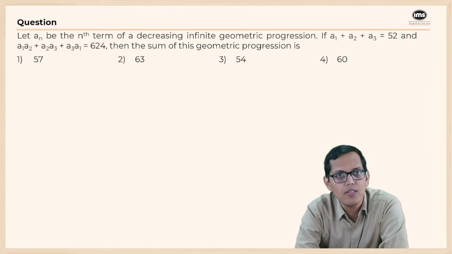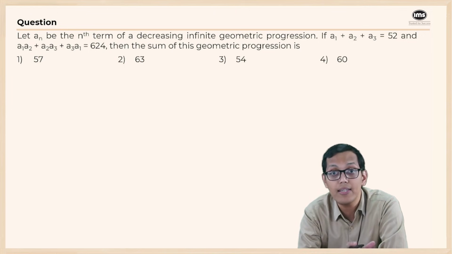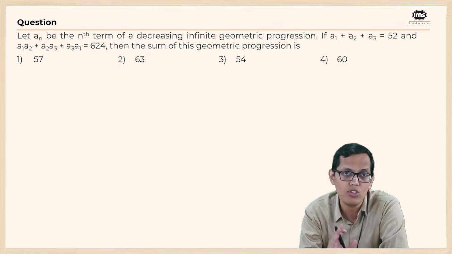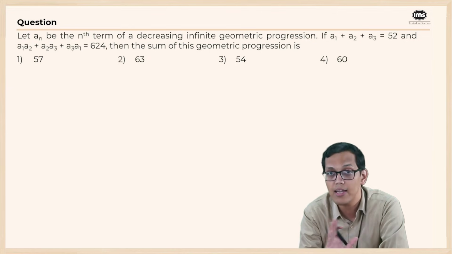The question here says, A_n is the nth term of a decreasing infinite GP. A1 plus A2 plus A3's summation is 52, and A1A2 plus A2A3 plus A3A1 is 624. The question wants us to find the summation of this entire GP.